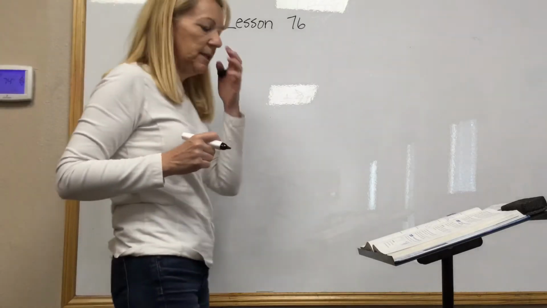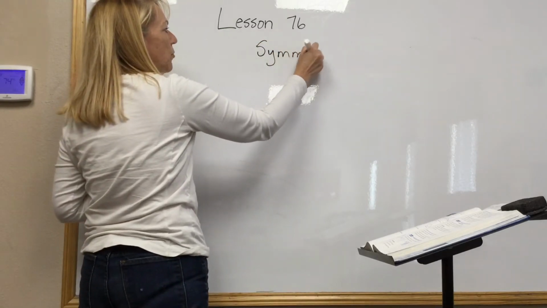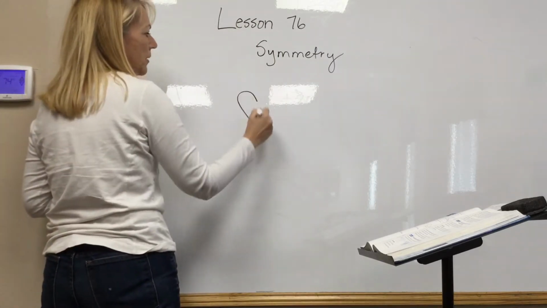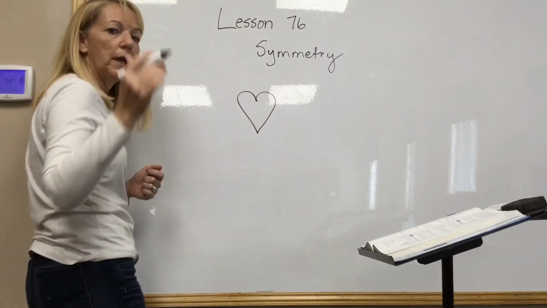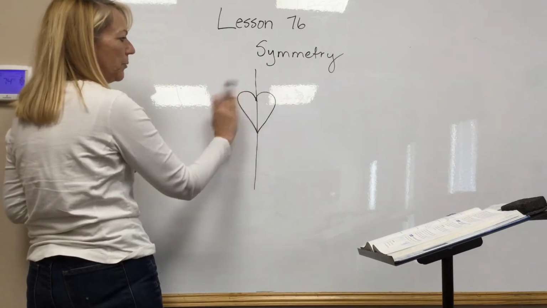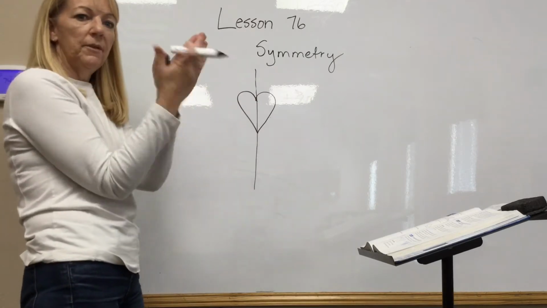Okay, here is lesson 76 on symmetry. This is easy. We've done this before. This is like if you had a heart and I said draw a line of symmetry, that would be a line right down the middle there because that would create a mirror image of each other. Both sides are the same if you were to fold them on top of each other.